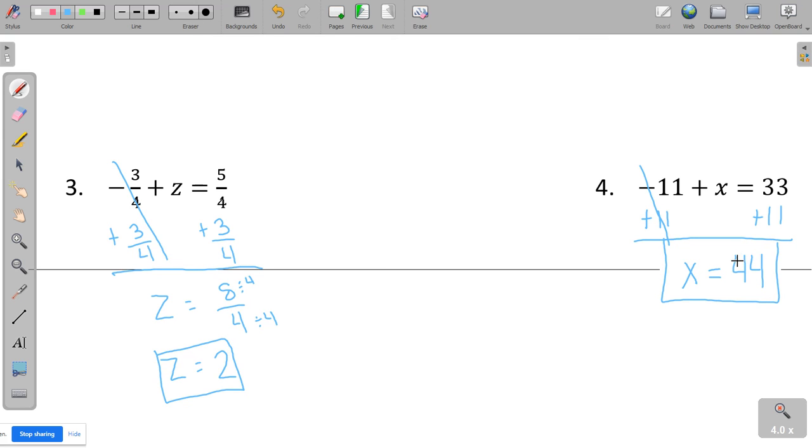So that is the lesson on solving one-step equations by using addition or subtraction. Please reach out if you have any questions.